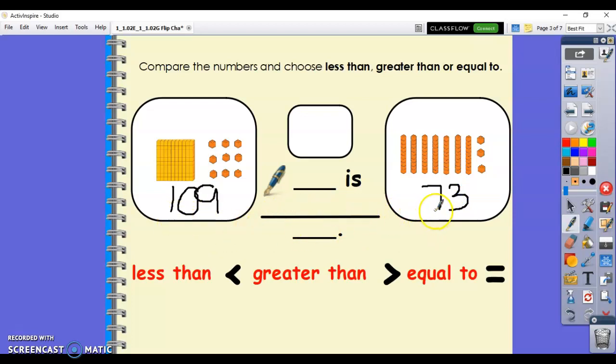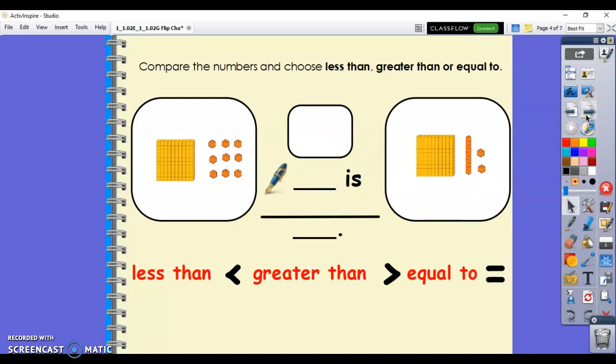the hundreds place, but there's not a number in the hundreds place in the number 73. So then again, I know 109 is greater than 73. So then I can use my symbols down here. This one is greater than 109. It's greater than 73. All right, last one.